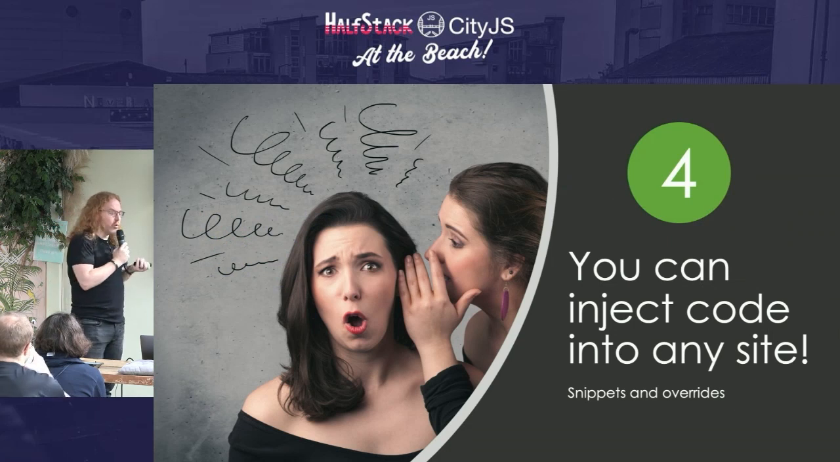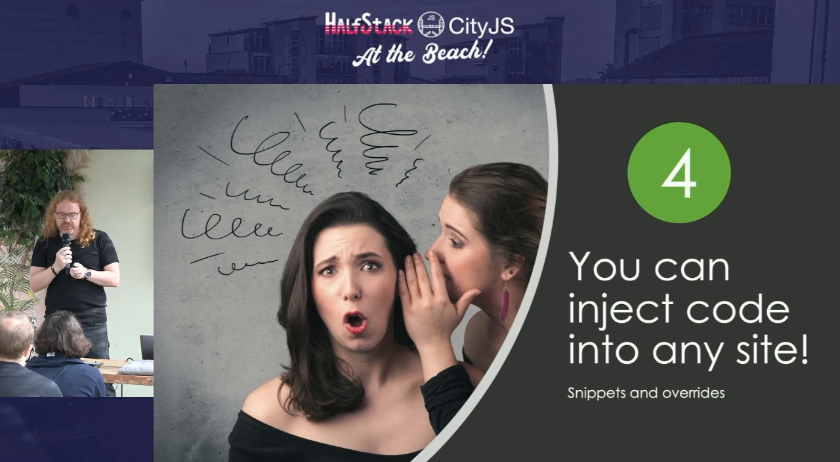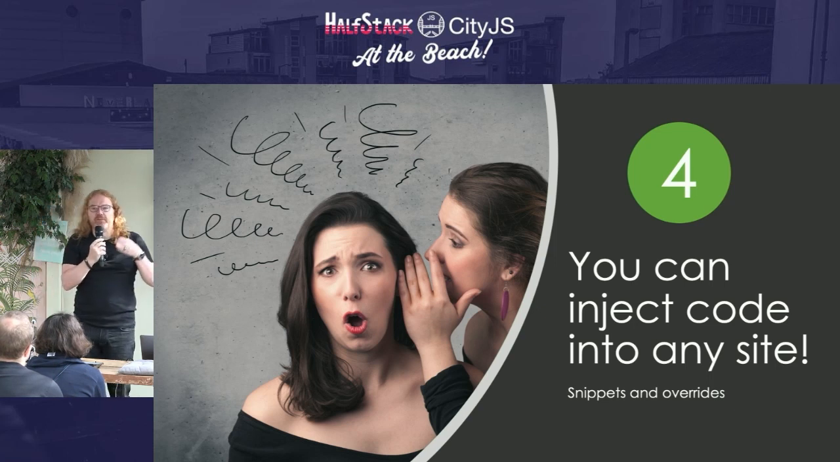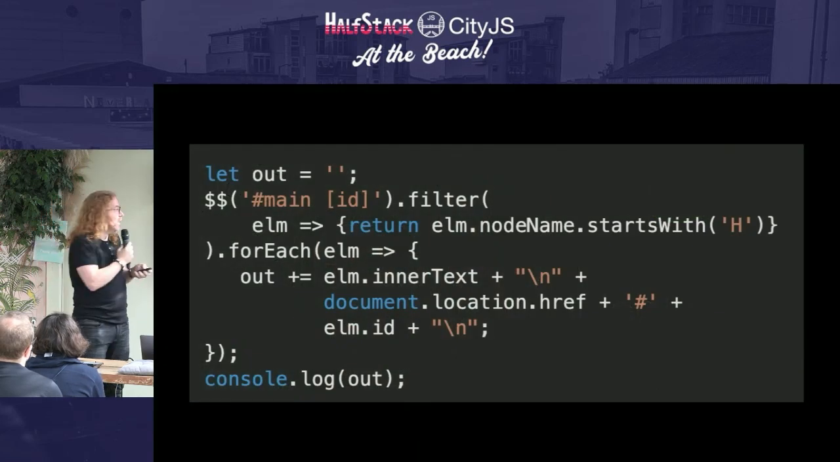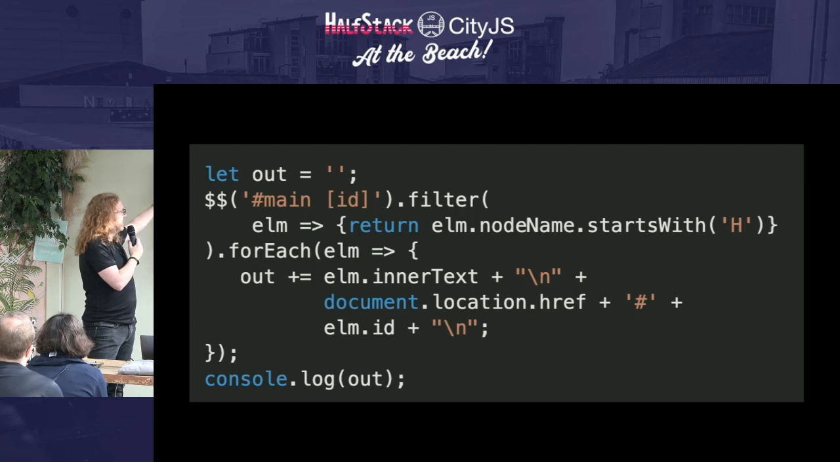You can inject code into any other site using snippets and overrides. That's something that I've been using for quite a while. And often people write an extension or a bookmarklet to do that. You don't need that. You have that built into the developer tools as well. So this is a more sophisticated little DOM script that I've written that gets all the headings of a markdown generated HTML file and gives me the text and the link to the generated fragment identifier. And then I just console log that out to copy and paste somewhere else.